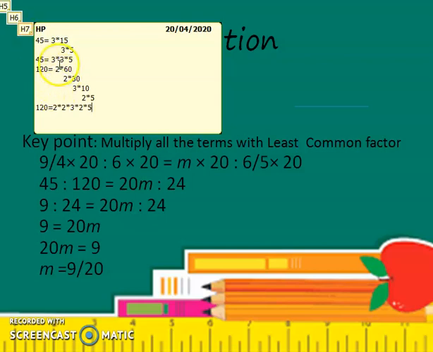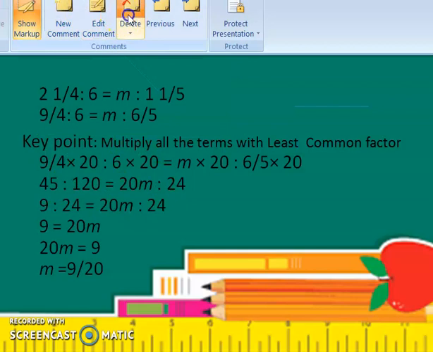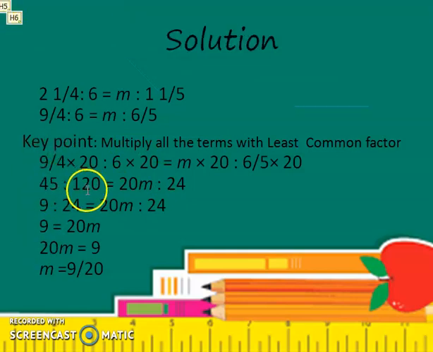Let me recheck. 2 multiplied by 60 is 120, and 2 multiplied by 30 is 60. 3 multiplied by 10 is 30, and 2 multiplied by 5 is 10. So all are prime numbers now. Fine. So the greatest common factor here is 5. 3 is also common, but the greatest is 5. So I will divide 45 and 120 with 5.